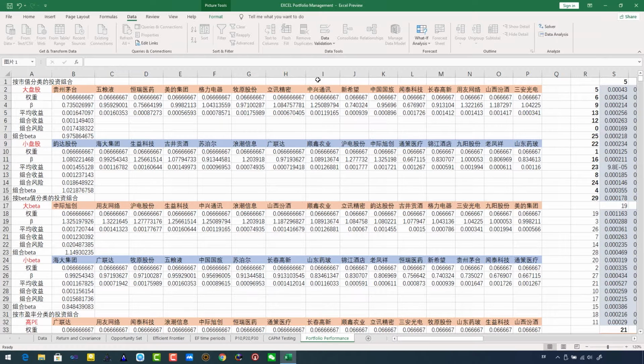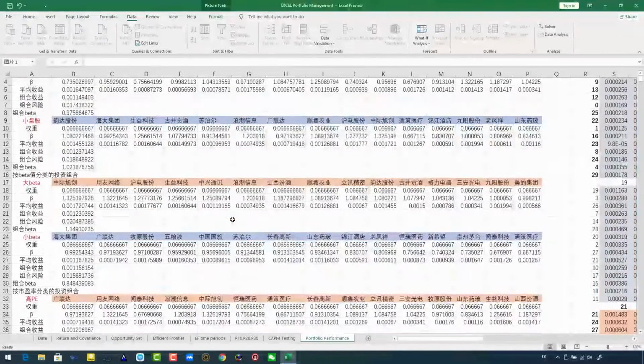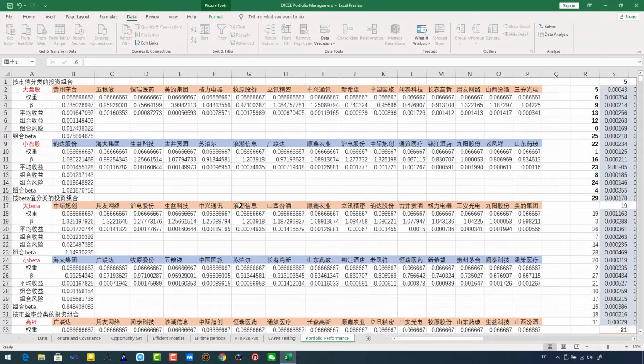Okay, the last one I will show you for Excel is for portfolio performance evaluation. For the portfolio performance evaluation, remember we have talked about all these portfolio performance measures like Sharpe ratio, Treynor ratio, information ratio, Jensen's alpha, M-squared. So based on all this part, we can do this case. So also the 30 stocks, and if I want to make them based on different criteria to construct my portfolio. So let's have a look.